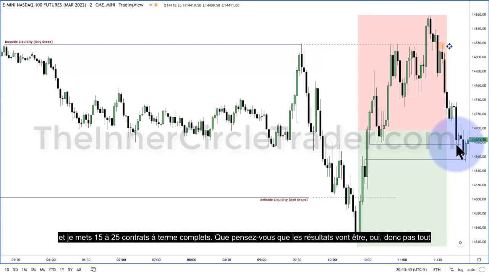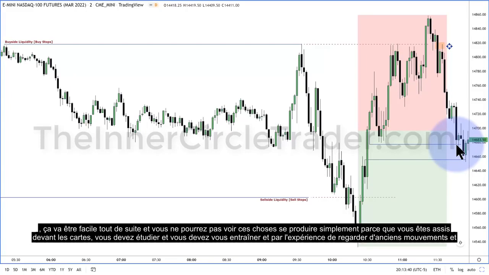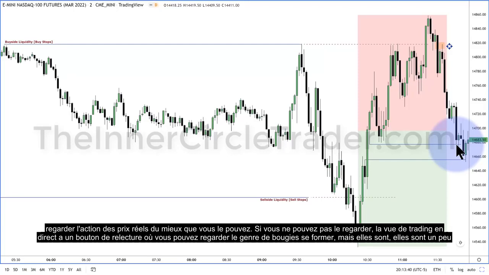Yep. So, not everything is going to be easy right away. And you're not going to be able to see these things happen just because you sit in front of the charts. You have to study and you have to practice. And by experience of looking at old moves and watching real price action as best as you can.